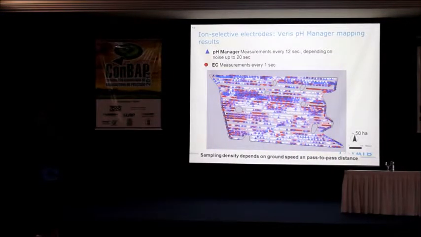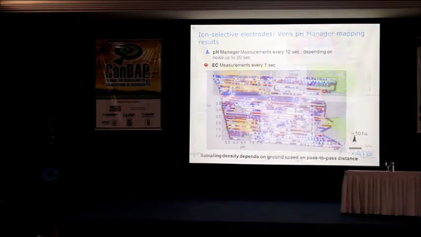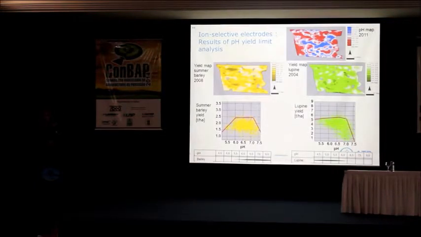Here is a map. The blue triangles show the sampling positions of the pH sensor, and the red and white dots show the sampling position of an EC sensor which is combined with the pH manager. If you interpolate that map, you get this one. So a nice variation between pH 4 and pH over 7.